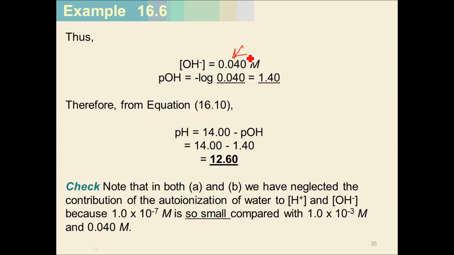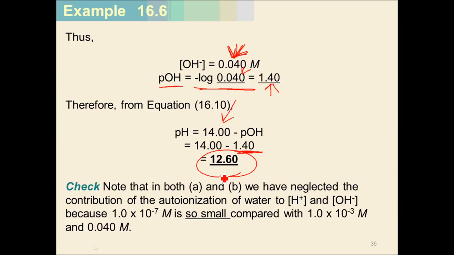So we go back to our equations and first calculate the hydroxide ion concentration back into pOH. So pOH is minus the log of the hydroxide ion concentration, and that's 1.4. Therefore, from equation 16.10, take your 14 minus your pOH of 1.4, and your pH now is 12.60.